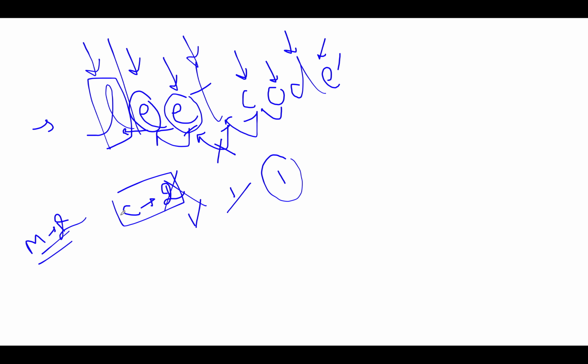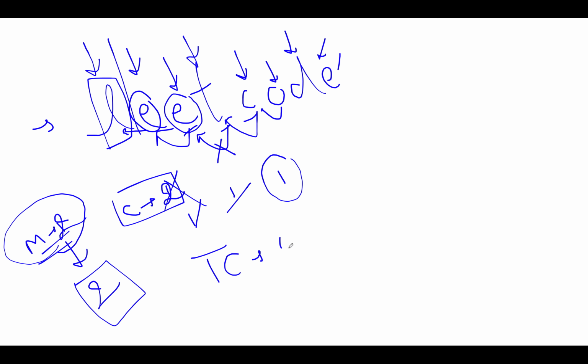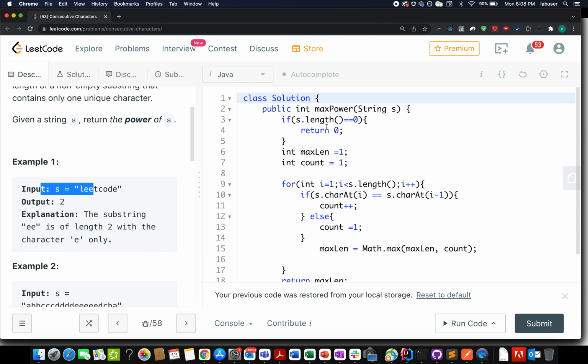So after the complete iteration, what is the max value that we have got? The max value that we have got is 2 and that becomes the answer. Pretty simple and straightforward. Time complexity of this approach is order of n, where n signifies the length of the input string, and the space complexity is constant. We are not using any extra space. Let's quickly walk through the coding section as well and let's conclude.